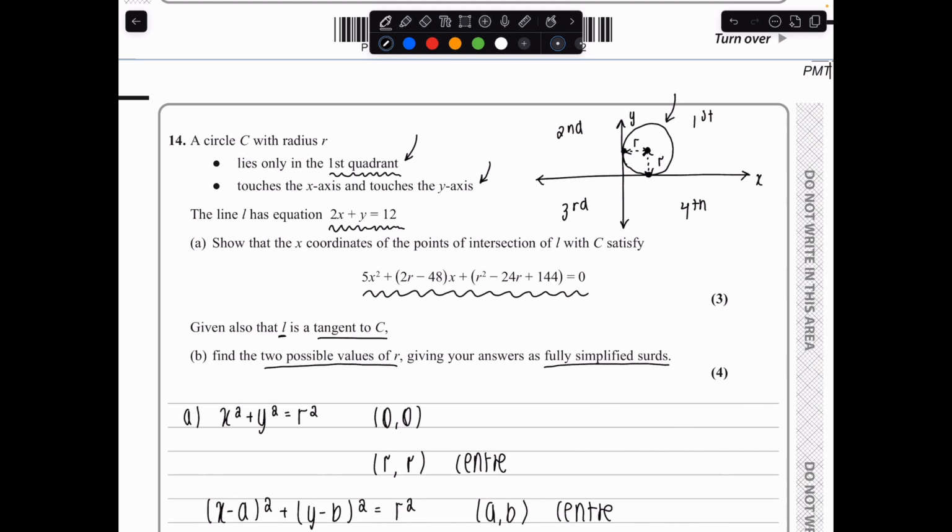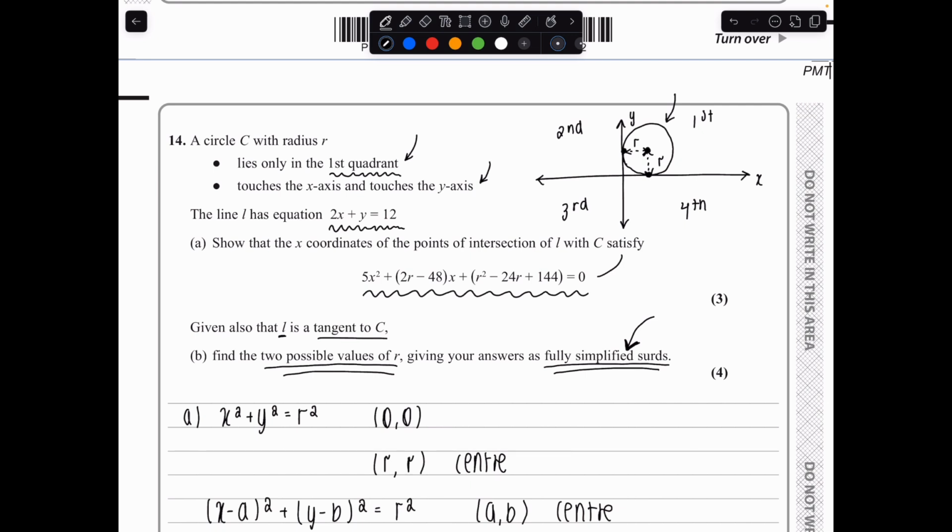But on the other hand, we've been told to find 2 possible values for r where they need to be fully simplified surds. Now for me, the term fully simplified surds tells us we're not going to get a very clean, nice answer, are we? So in other words, this is almost like a hint that we might need to use the quadratic formula at some point. But the key thing here is whenever it comes to part B, part A of the question always helps us to find the answer.